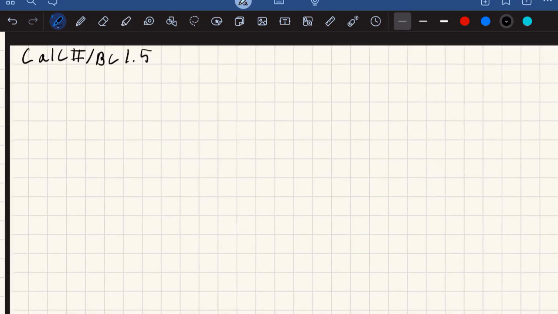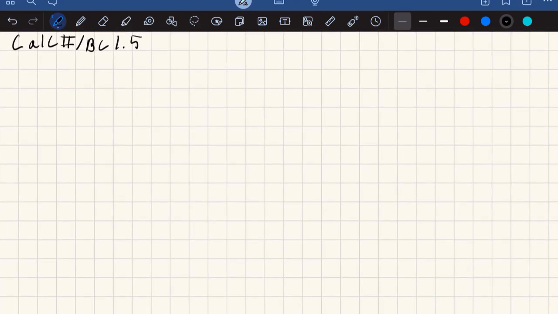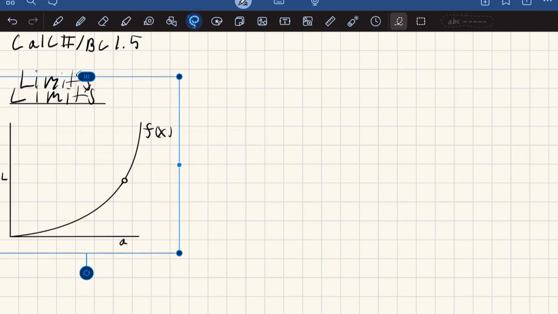So we're going to be talking about a main topic in calculus, which is limits. So first we're going to understand what a limit is.